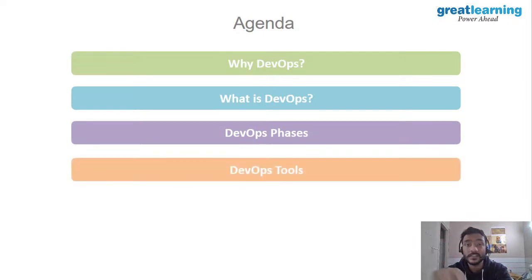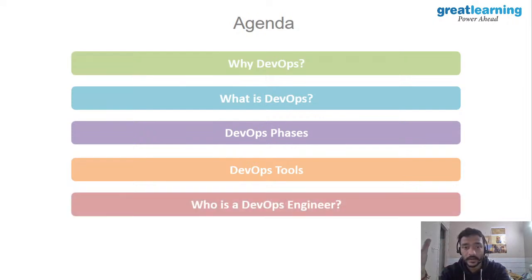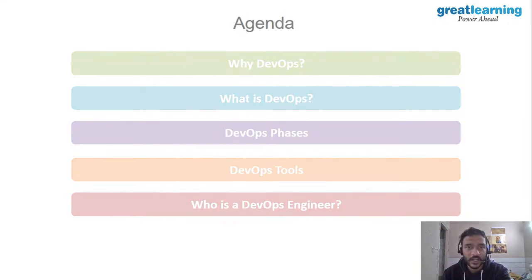Now, this is a really interesting part because there are a lot of different tools being used, and it's very interesting to know what these tools do and how they help us out. And then, who is a DevOps engineer? A lot of you might actually be interested in just this. You want to know what a DevOps engineer does and what their daily job is and everything. So I'll make sure you guys understand that also.